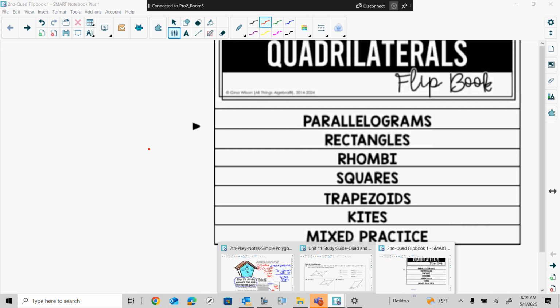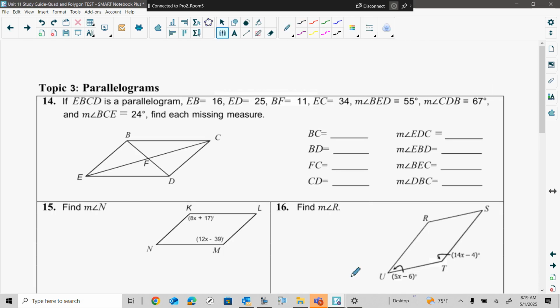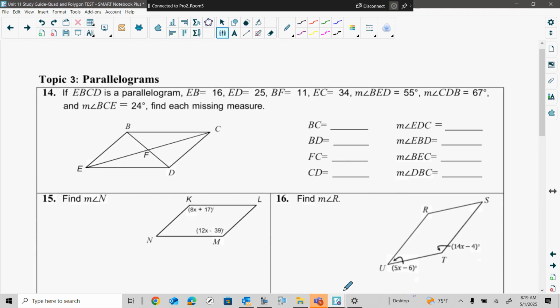The first section is parallelograms. We're using those 5 properties of a parallelogram to solve. We actually did a problem like this in the flip book where you're just filling in all given information to find the remaining. So start off, they tell you EB, which is this side, is 16. So you should know automatically opposite sides are congruent. So that was 16 as well. They tell you ED is 25. So you should know BC is 25. You need to fill in everything you know that's given first to then fill in your blanks.